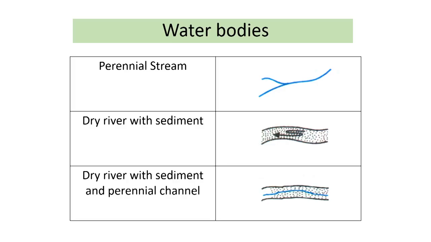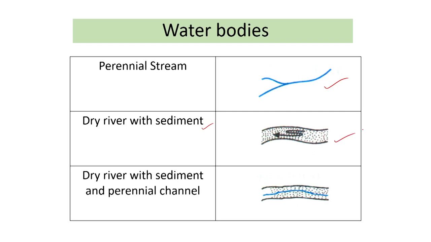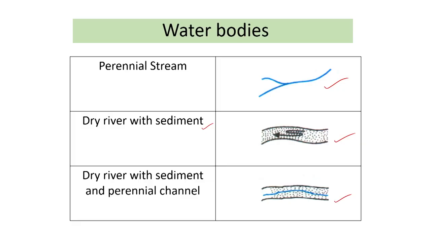Okay. If it is a perennial river, it will be in a dark blue color like this. Next, if it is a dry river, a seasonal river, but it has more sediment in the bottom of the river stream, it will be like this. Next, a dry river with the sediment and perennial channel will be like this, as you see on the screen. So, there is a description and the image, and you can understand in a better way, right.